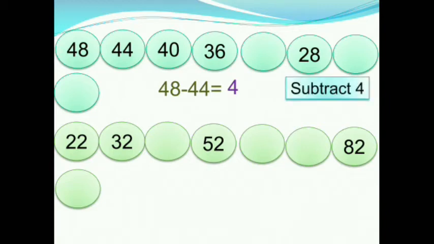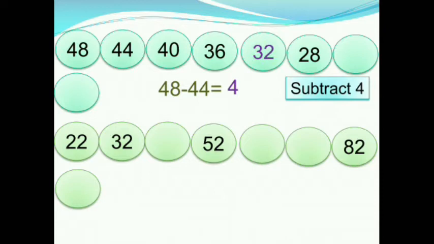Here we should find out the next number. We should subtract 44 from 48. What is 48 minus 44? Yes, 48 minus 44 is equal to 4. Children, see this pattern. This pattern is in ascending order or descending order? Yes, descending order. So, we should find out the next number. We should subtract 4 from 36. What is 36 minus 4? Yes, 32.